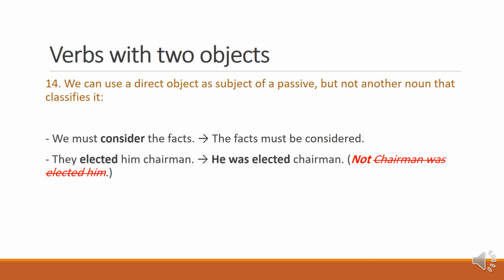The last rule in this type, verbs with two objects, is, we can use a direct object as subject of a passive, but not another noun that classifies it. For example, we must consider the facts. In the passive, the facts must be considered. They elected him chairman. In the passive, he was elected chairman, and we can't say chairman was elected him because the meaning is different.